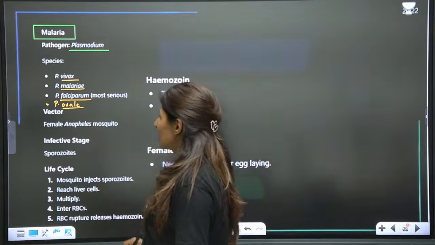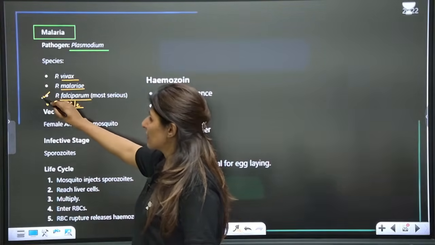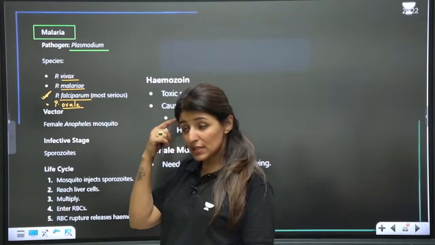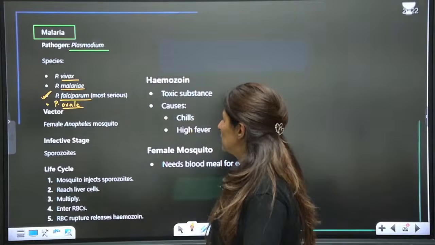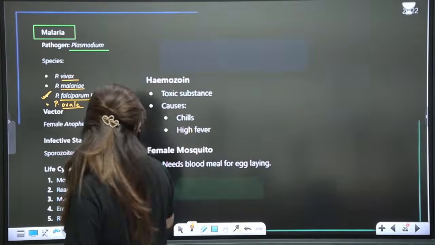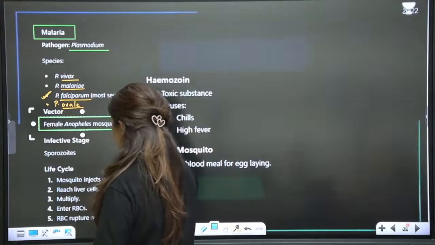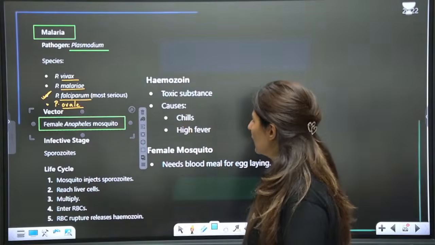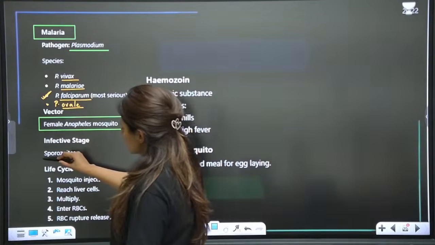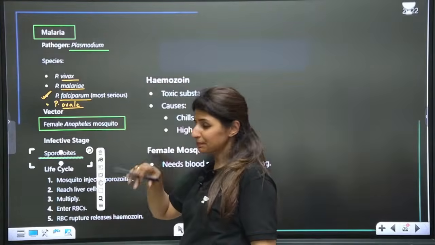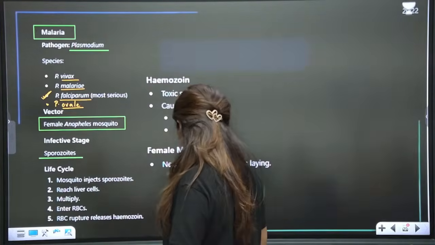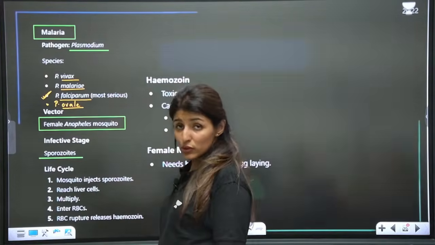So the most dangerous out of all of them is falciparum because it is fatal. It causes cerebral malaria. Is that clear? The vector of all these is the female Anopheles mosquito. Is that clear? I'll talk about the stages in a while, but remember, the infective stage for humans is the sporozoite stage.